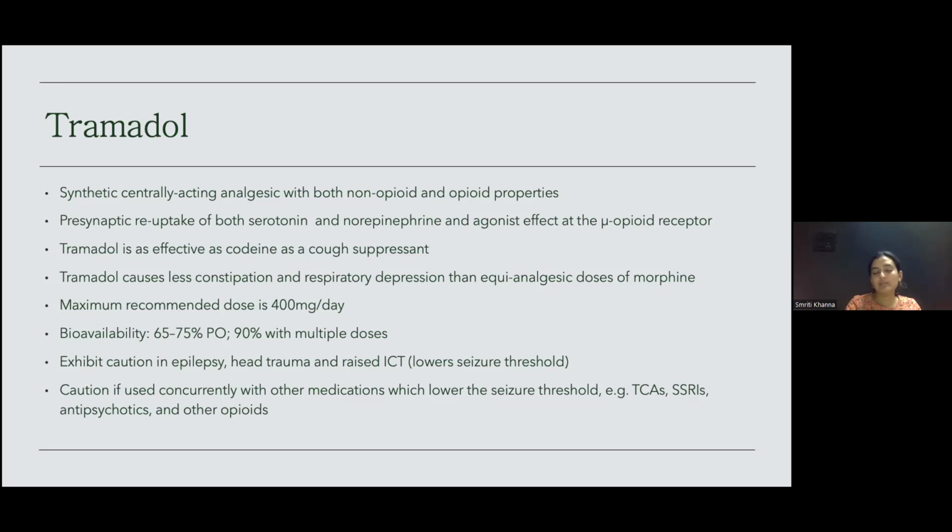There are some areas in which we need to exhibit caution for tramadol: epilepsy, head trauma, and raised ICT. This is because tramadol lowers the seizure threshold. You also have to exercise caution if you're using it with other medications that lower the seizure threshold, such as antipsychotics, other opioids, and SSRIs. With SSRIs and TCAs in particular you exhibit caution because tramadol itself also causes presynaptic reuptake inhibition.